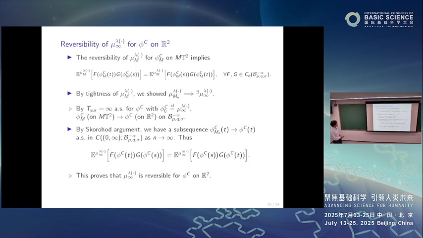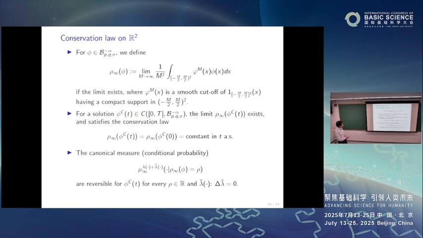And the reversibility can be shown just by the reversibility and then just taking the limit. Okay, then conservation law. For the conservation law, I integrate over R2 at the beginning, but it doesn't have a meaning. Therefore, we have to integrate over the bounded domain, and we divide by the volume. Then we can prove this quantity exists. But we need some cutoff. But it's a bit technical. But for the solution, this quantity exists. Then conservation holds in this sense.